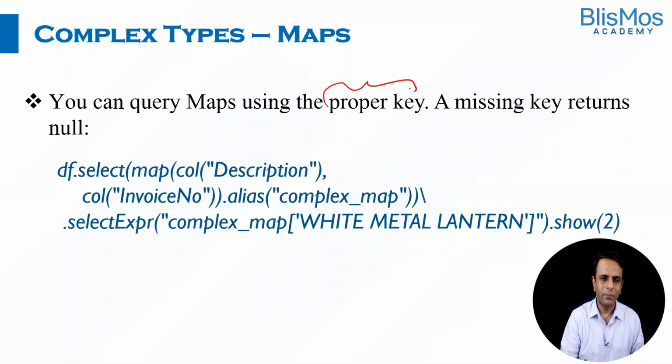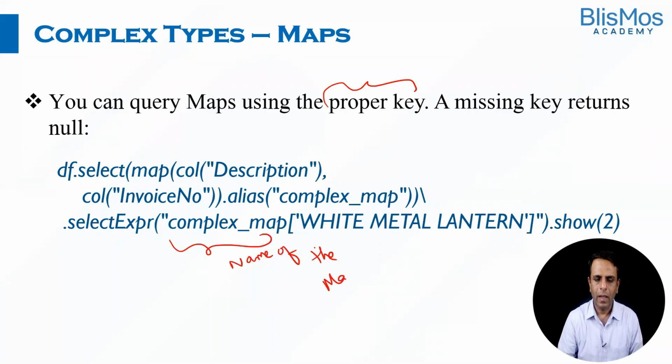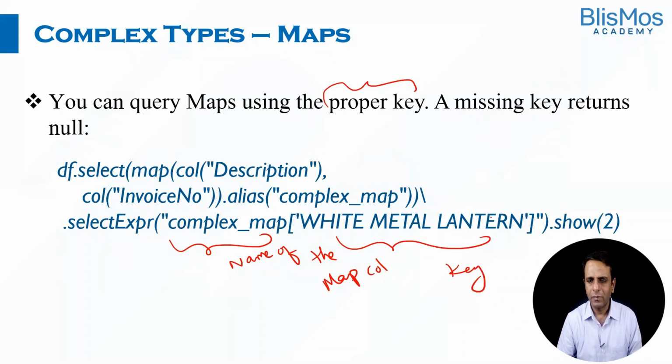So here if you see, this is the name of the map column, and then this is a key. So when we run this query, we'll get a value corresponding to this. This is how we can access the value by querying a key.